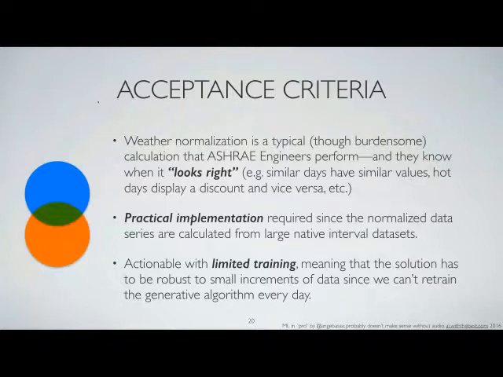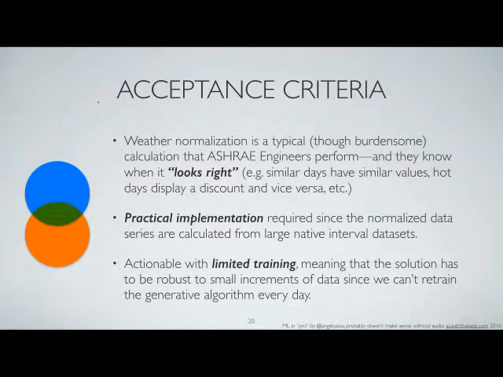The second criterion that we had was a practical implementation, since normalized data series would be calculated from very large native interval data sets. So this had to be something that wouldn't bring the entire stack to a crawl every time this particular batched calculation took place.